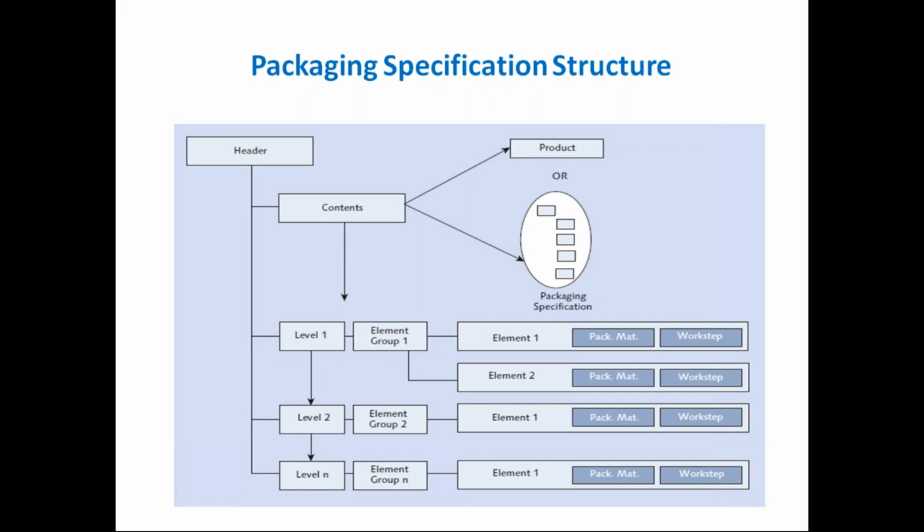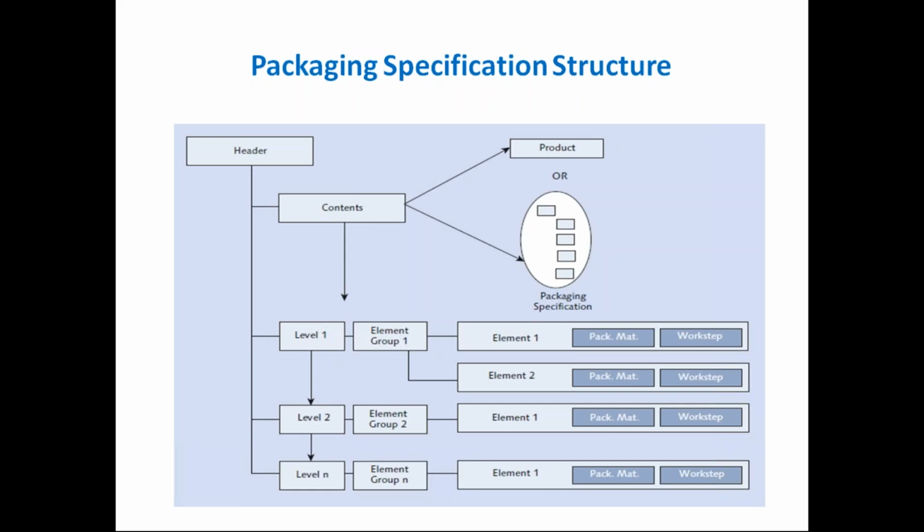And at every level we are using some packaging material. That is the concept of the structure of the packaging specification. At each level, the system should accept the packaging material, meaning the packaging material type. Each level should accept the relevant packaging material type, meaning some validations.